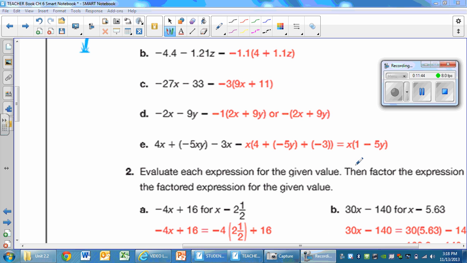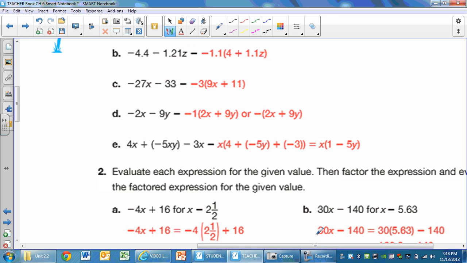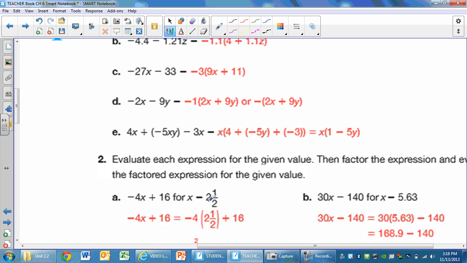All right, go ahead and check your B, your C, your D, and your E. Number 2 here says evaluate each expression for the given value. Then factor the expression and evaluate the factored expression for the given value. So first you factor, so you have negative 4x plus 16 for x equals 2.5. So I put 2.5 where the x is. So I plug in, here's my x, I plug in.